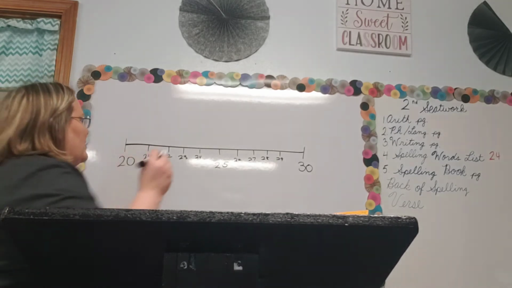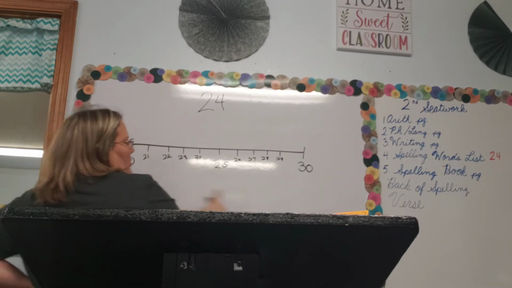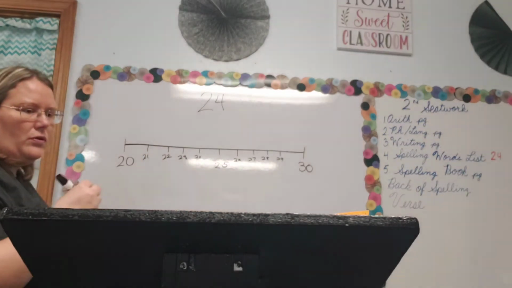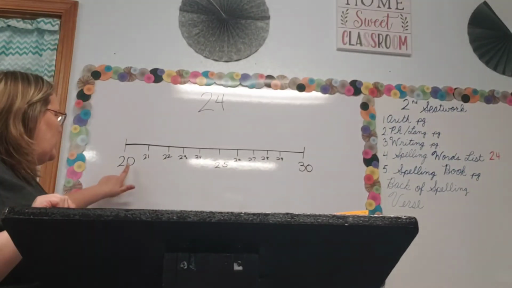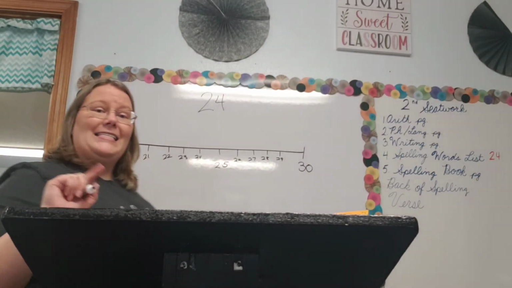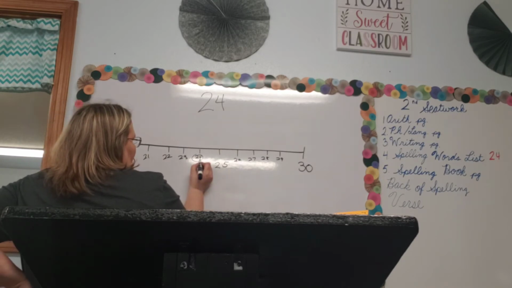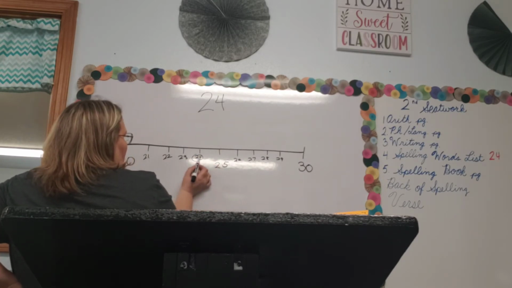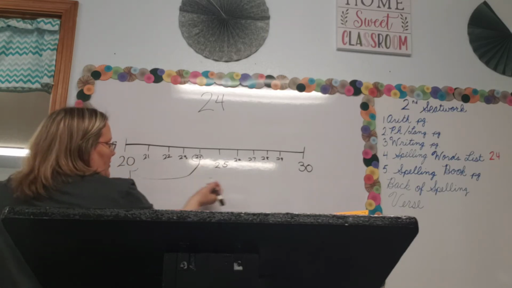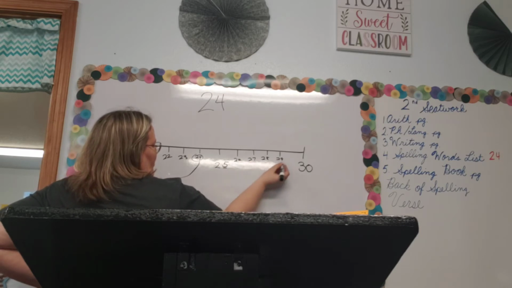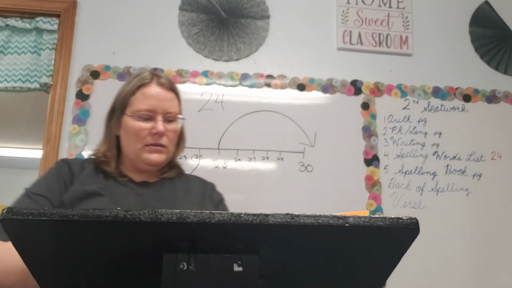So if I give you the number 24, is 24 closer to 20 or closer to 30? Would it round down to 20 or up to 30? Okay, let's look. First of all, 24 is between 20 and 30. Those are the two 10s it's between. So 24 is right here. Anything that has a 4 is going to round down to that 10. If it has a 5, 6, 7, 8, or 9, it's going to round up to the next 10. Okay, let's look at your paper.